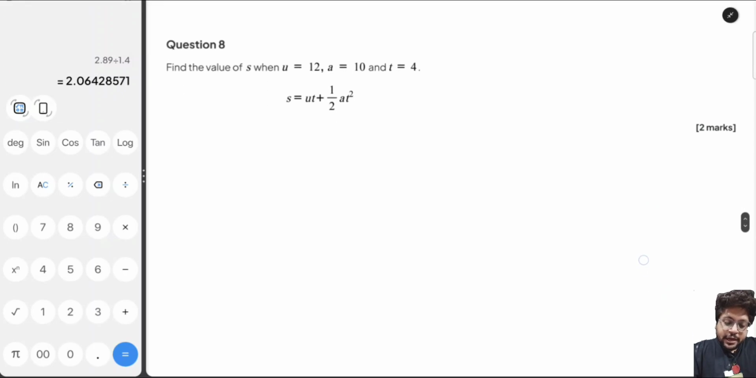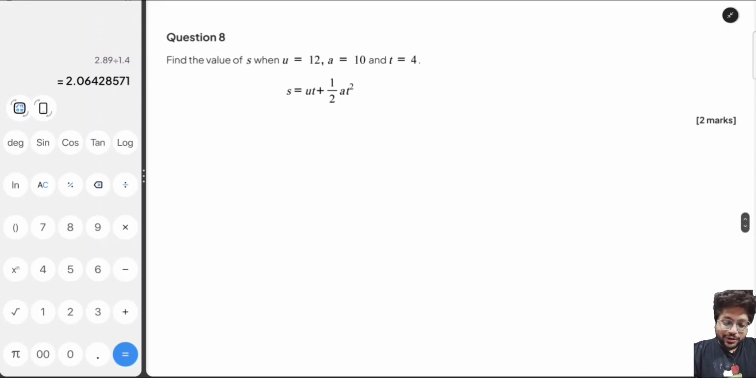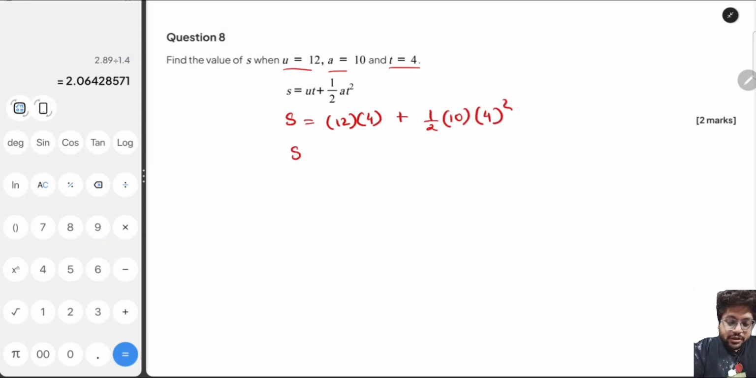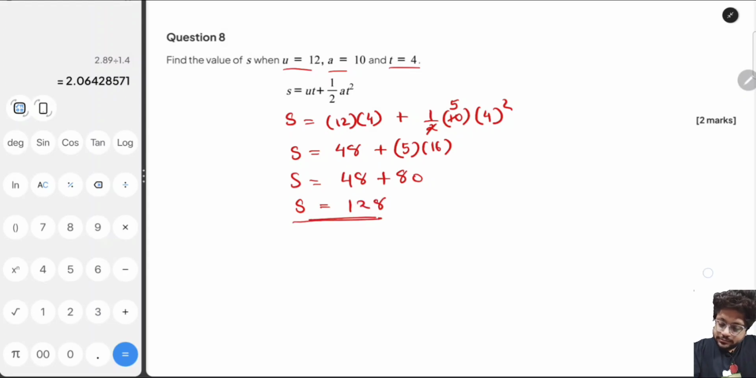Clear? See the 8th question, again same expression, s is equal to ut plus half at square, and u, a and t are already given. Let's replace them. U is 12 times t is 4 plus half into a is 10 and t square, which is 4 square. So s is equal to 12 into 4, 48, plus if you cut this you'll get 5, and 4 square is 16, so that's 5 times 16. So s is equal to 48 plus 5 times 16, that is 80. 48 plus 80, that is 128. So this is the answer.